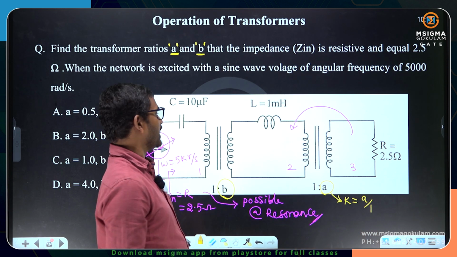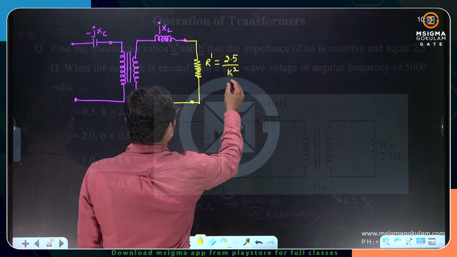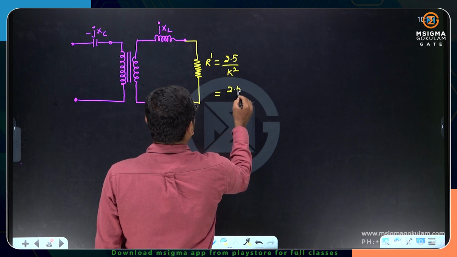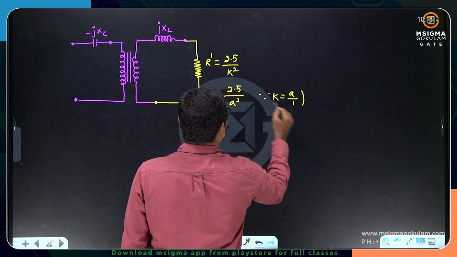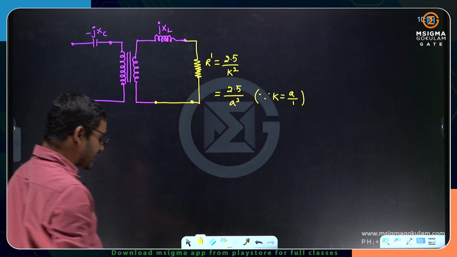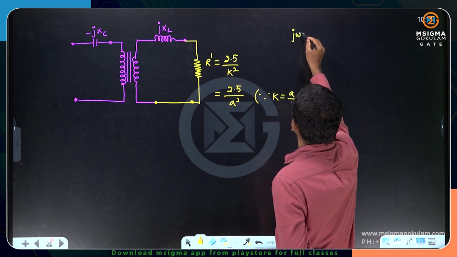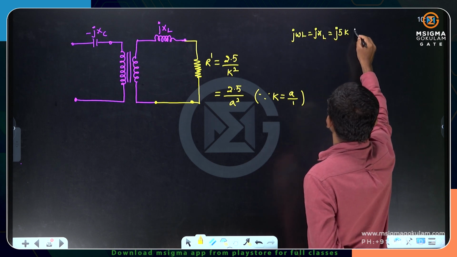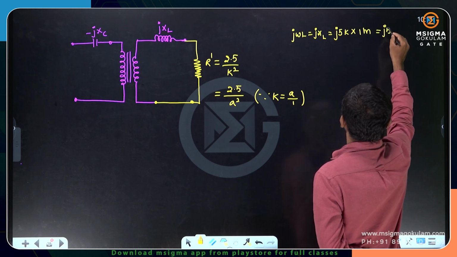I have inductance as 1 millihenry, capacitance as 10 microfarads. So here K is A by 1, so 2.5 by A square. And here jXL, jXC you need to calculate in terms of omega. So j omega L is nothing but jXL. Omega we know is 5 kiloradians, L we know is 1 millihenry, so milli and kilo get cancelled. You will get it as j5 ohms.